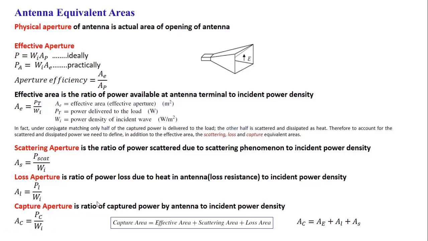Now this capture aperture or the capture area gives us the actual power that is captured by the antenna. So it is the ratio of the captured power by the antenna to the incident power density, denoted with AC equal to PC divided by WI. This capture area is basically the addition of effective area, the scattering area, and the loss area. So the capture area AC is equal to AE plus AL plus AS.